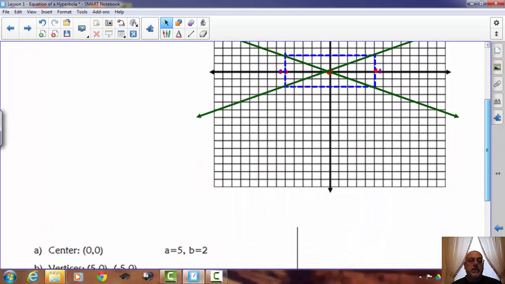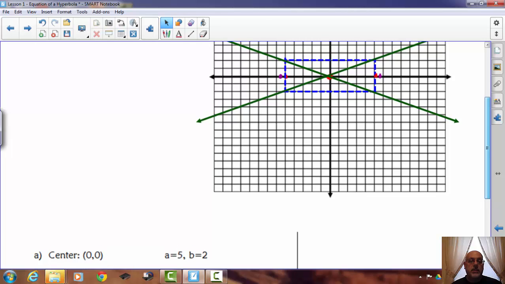So I have the center at 0, 0. A is 5, B is 2. Okay. So I have my two red dots, and if you see this box here, when we look at the box, that's going to be a rectangular box. A is 5: 5 spaces this way, 5 that way.